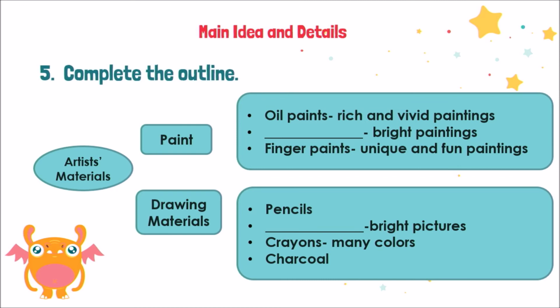Now, let's complete the outline. Okay, here are the artist materials. For paint, oil paints make rich and vivid paintings. Blank are bright paintings. What's that? Very good. Watercolors, bright paintings, and finger paints, unique and fun paintings. How about for drawing materials? First, we have the pencils. How about the second one? To produce bright pictures, what do we need? Very good. Color pencil. Then crayons, they have many colors, and the last one is the charcoal.